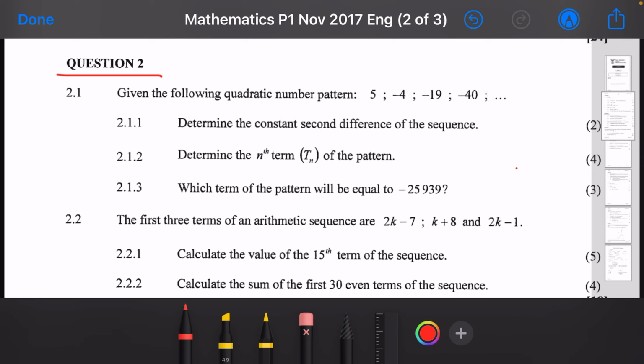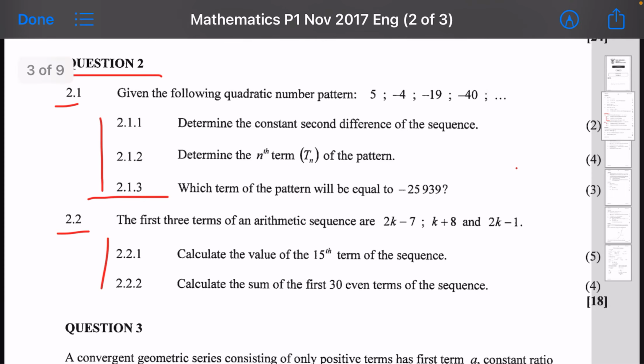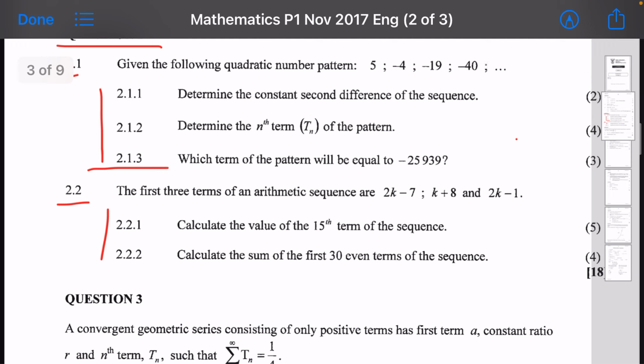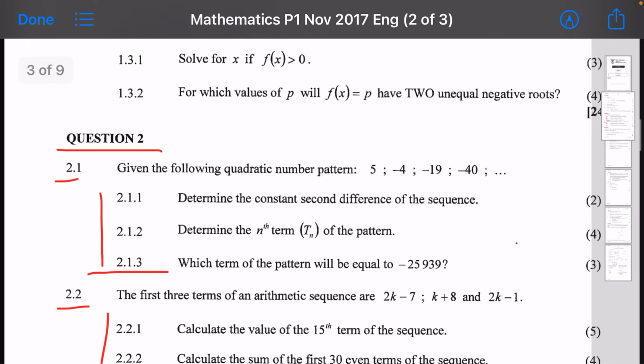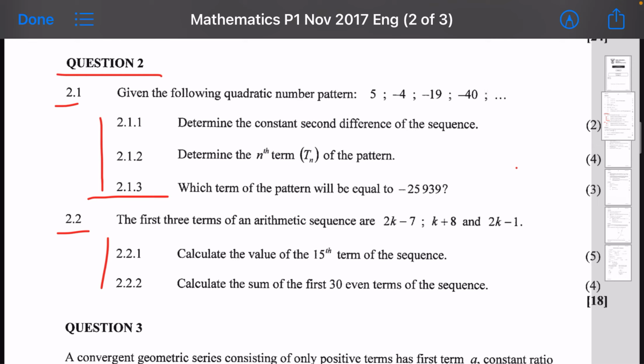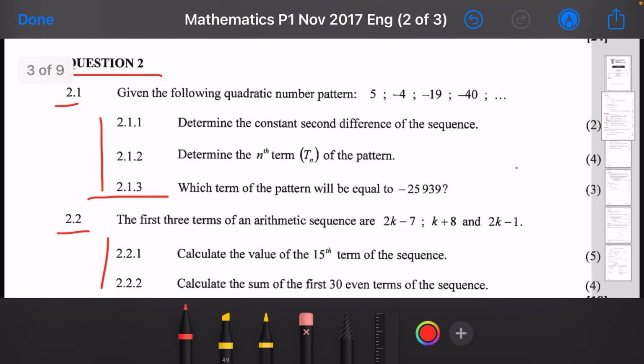Ladies and gentlemen, for today's lesson we'll be looking at Mathematics Paper 1 of the November 2017 exam paper. Let's focus on question 2 of this question paper, which is the part on sequence and series. Remember, for this type of lesson, I'm not really solving these questions, but just guiding you in terms of the procedure you might need to follow to be able to answer this question.